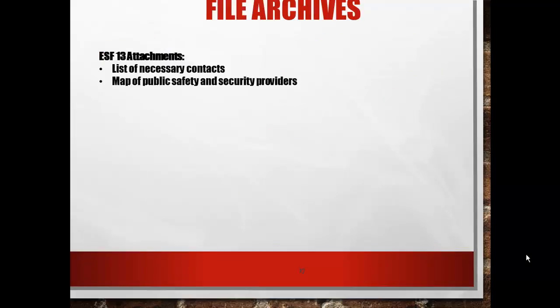In the file archives, the required file attachments are, if you have more than one law enforcement agency in your county, you will need to list them with contact information. And then there needs to be a map of public safety and security providers. So you have your map, you put a dot on the map of where those agencies are located.